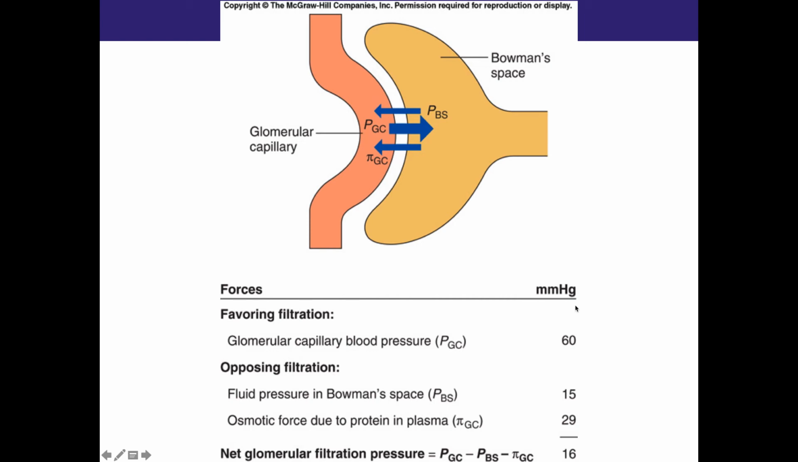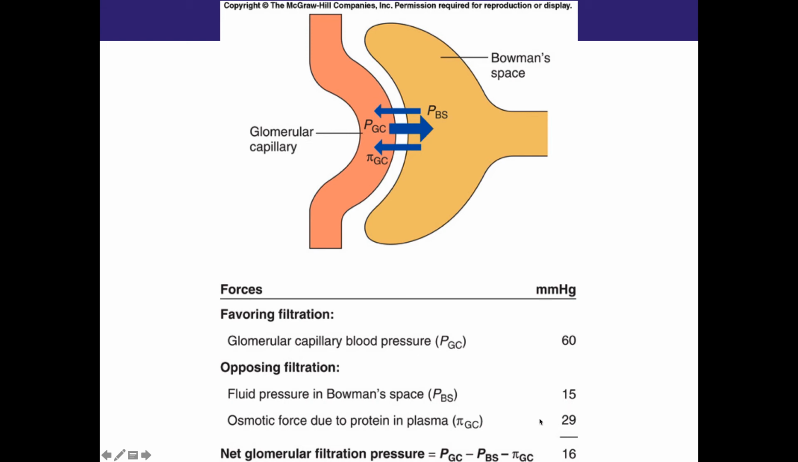All right, so then we can actually run the equation, right? The hydrostatic pressure in the glomerular capillaries is 60. Now think about that. The hydrostatic pressure in the vasculature in the capillaries is usually only 30 to 33. This is twice the hydrostatic pressure in the glomerular capillaries. So again, it is under high pressure. Subtract that from the hydrostatic pressure in Bowman's space. That would be 60 minus 15, that's 45.